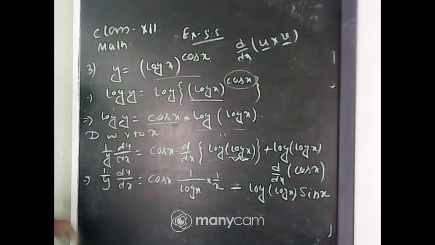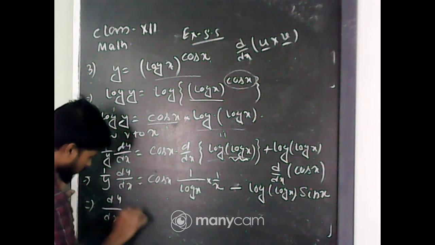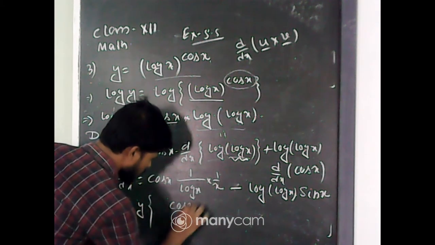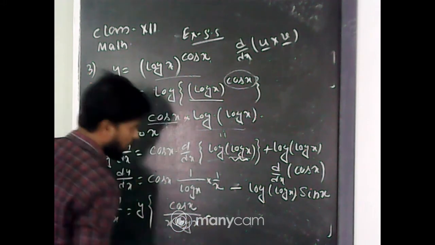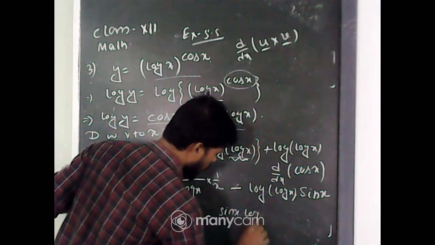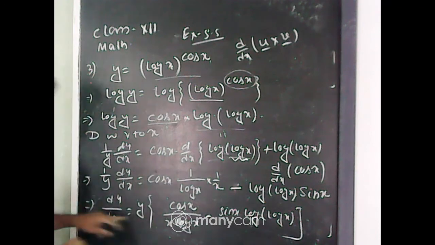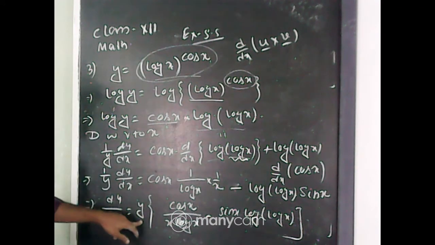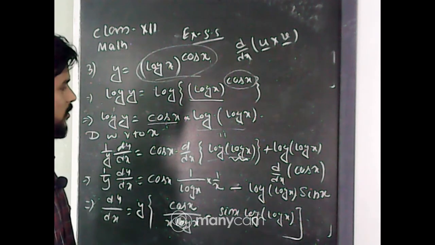Now if I multiply both sides by y, we have dy dx is equal to y into cos x by x log x minus sin x into log of log x. Now put y equal to this expression. In place of y, put log x to the power cos x. You will get your answer.